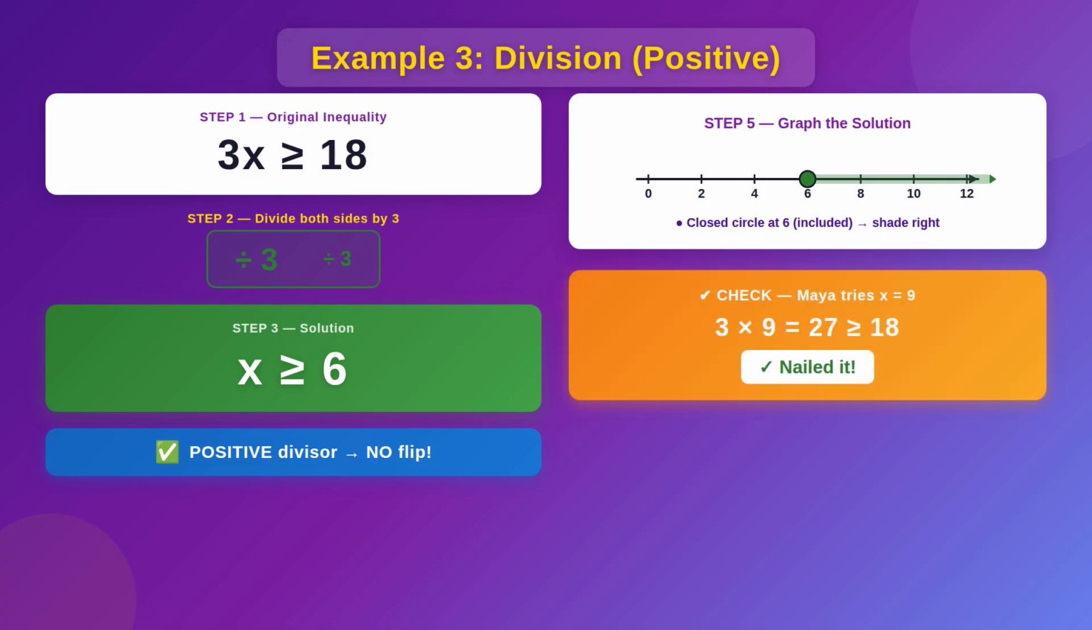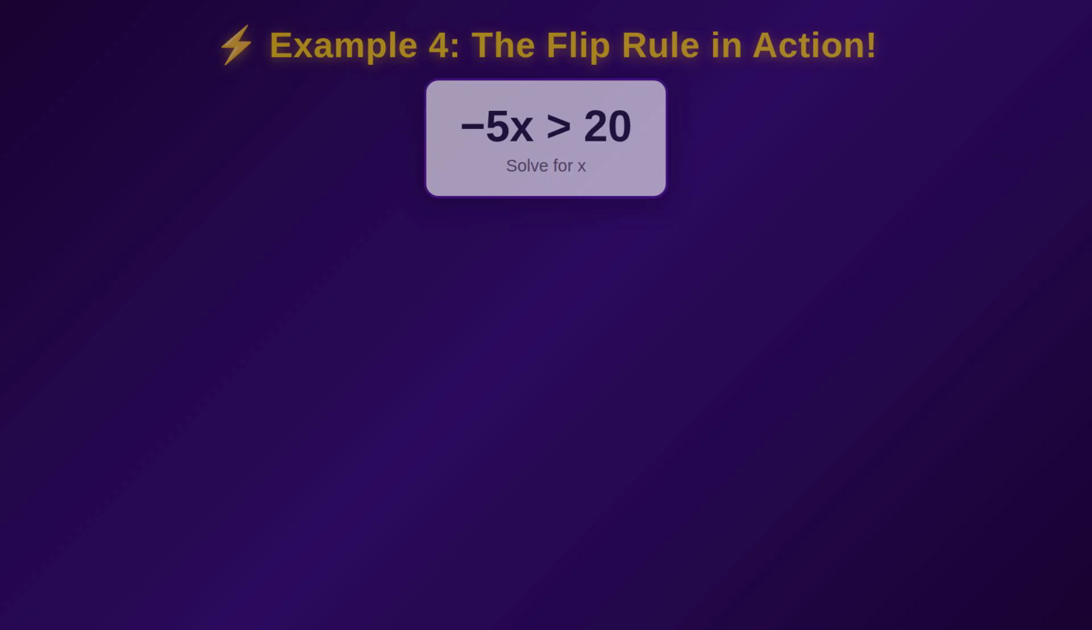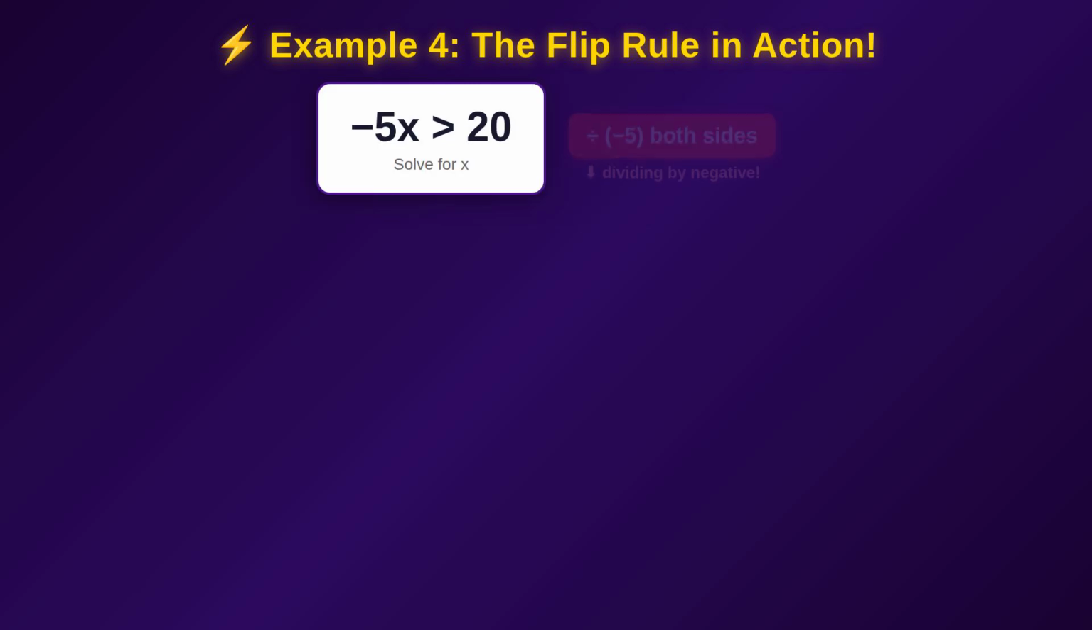On the right, 18 divided by 3 is 6. So x is greater than or equal to 6. Graph it. Closed circle at 6 because 6 is included, and shade right. Maya checked with x equals 9. 3 times 9 is 27, and 27 is definitely greater than or equal to 18.